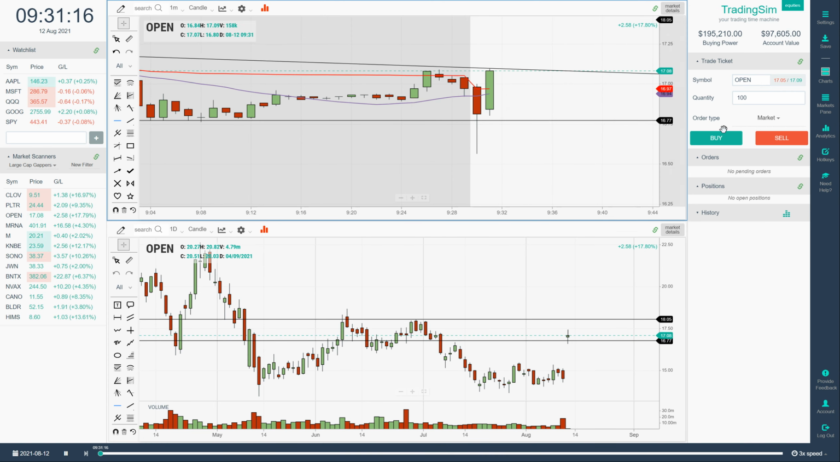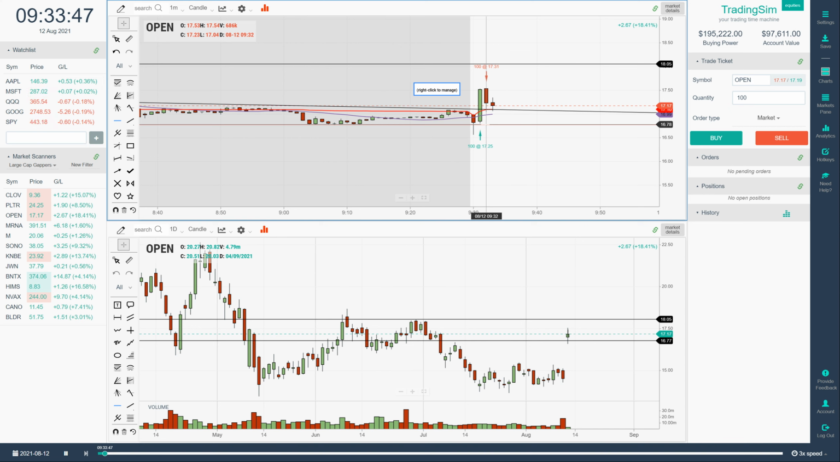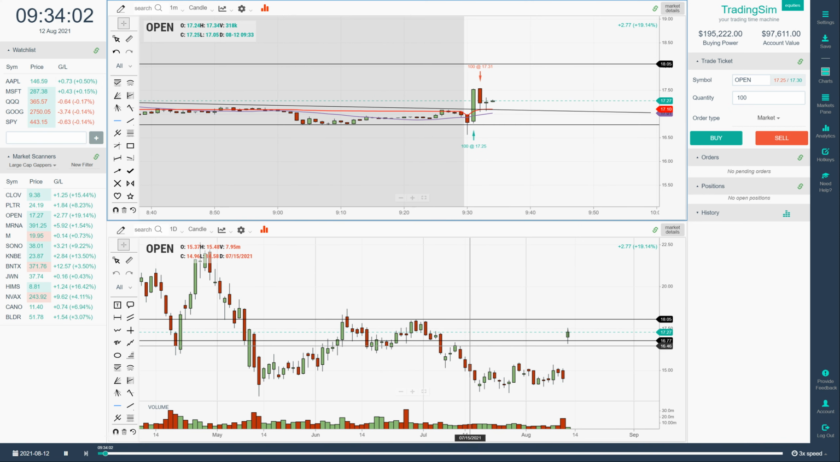Again, we've got this overhead resistance around 18. So the question will be whether or not this wants to consolidate right here, or if it's going to stop us out if we had taken this position and put a stop, say, below the second 1 minute candle around $16.78. And if you want, you can always speed up the simulator just to see what happens. And it looks like this one failed on us.